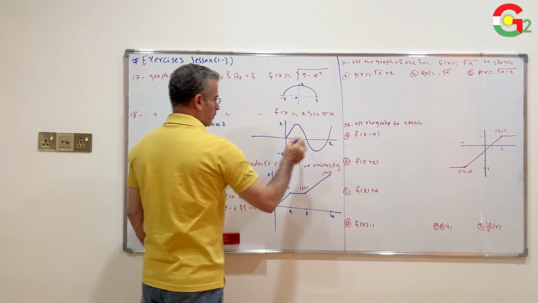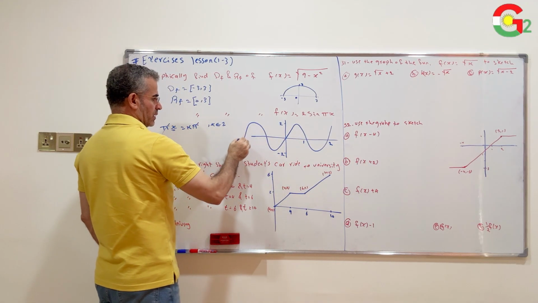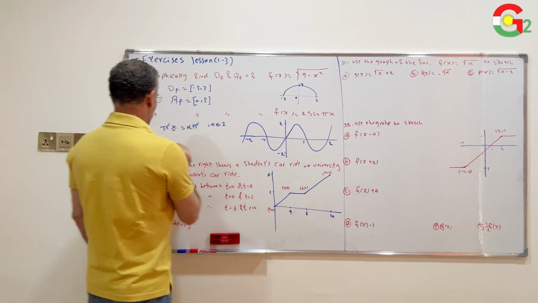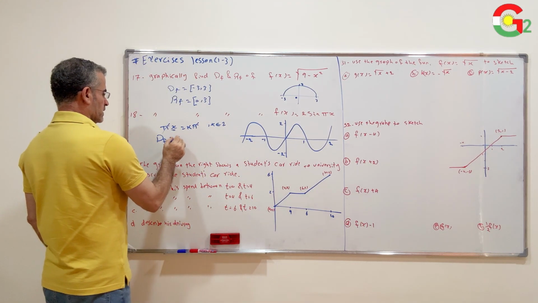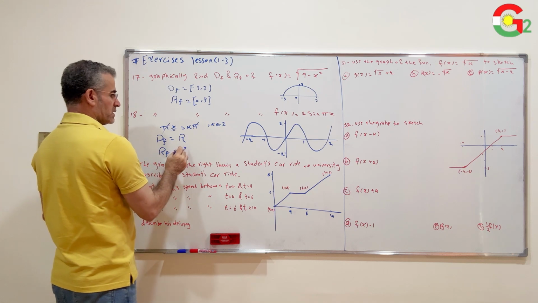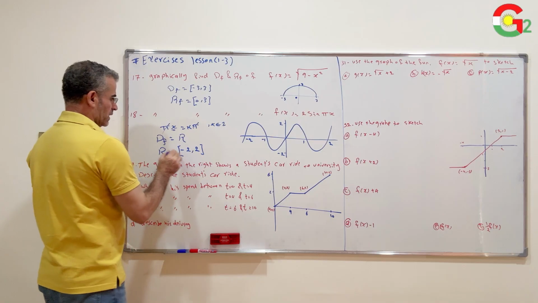Then the graph will be 1, 2, 0 at any integer number, negative 1, negative 2. Then the domain of this function is all real numbers. The range of this function is from negative 2 to 2, closed interval.